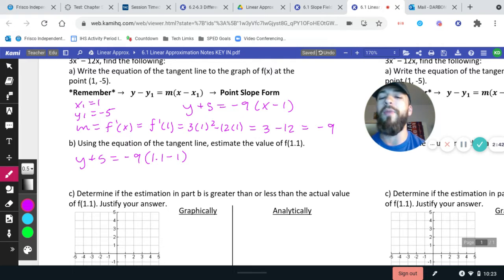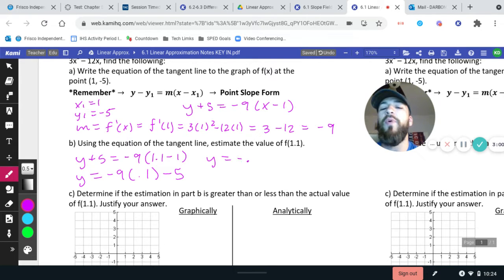So 1.1 minus 1 is just going to be 0.1. So y is equal to negative 9 times 0.1. I did go ahead and move that 5 over because I want to have y by itself. Negative 9 times 0.1 is negative 0.9 because I'm just multiplying 0.1 times 9. So y is equal to negative 0.9 minus 5. And then negative 0.9 minus another 5 is just negative 5.9.